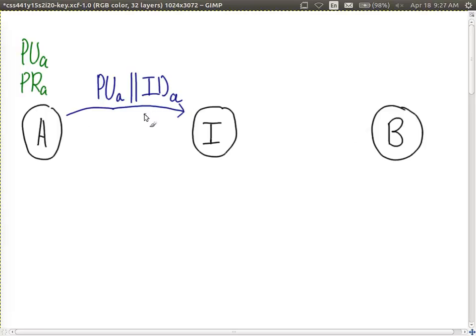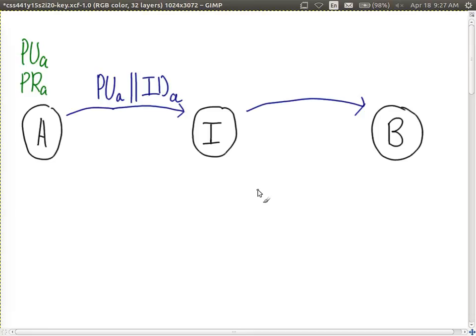A sends a message to B saying, I am A, here is my public key. But it doesn't get to B, but first user I intercepts it. Maybe they tap into the network somewhere, they get that packet, and now they modify that packet and send a modified packet on to B. What do they send? Remembering what we'd like to do as the attacker is to find or to learn the secret key, KS. So what do they send? The public key of the attacker, the imposter I.